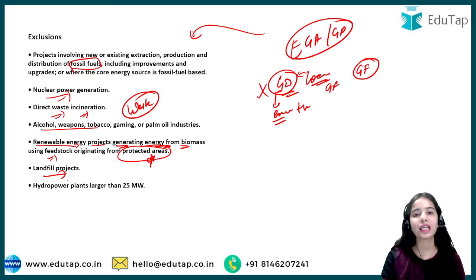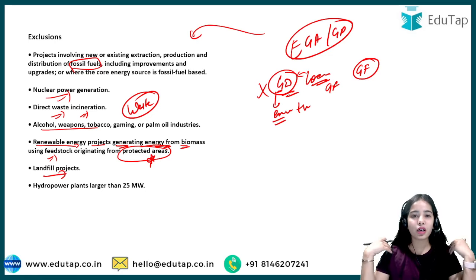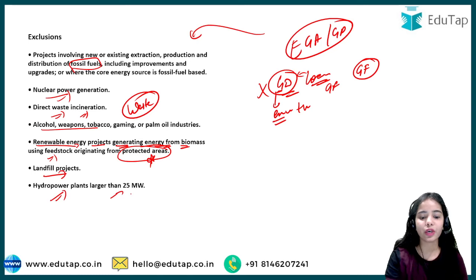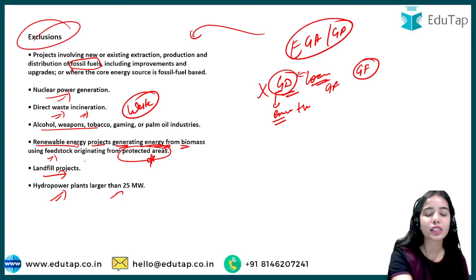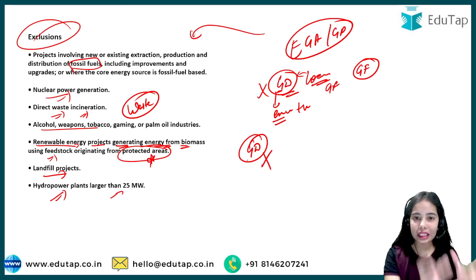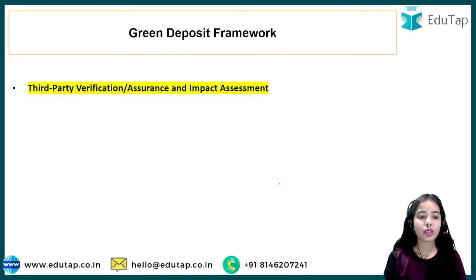Landfill projects, again it is harmful for the land, because there is too much waste being dumped on the land, or inside the land it is filled with the dump. Hydropower plants larger than 25 megawatts. So these are all the exclusions, that is, the green deposit should not be used for these projects for providing the loan. Okay. So now third party verification or assurance and impact assessment.